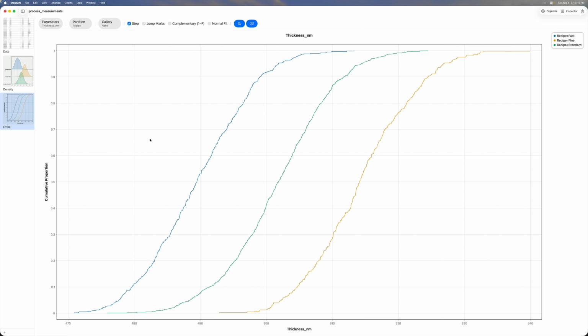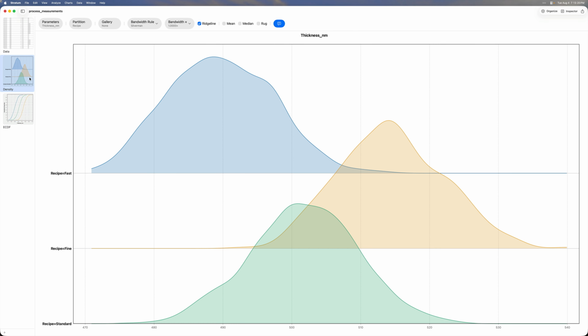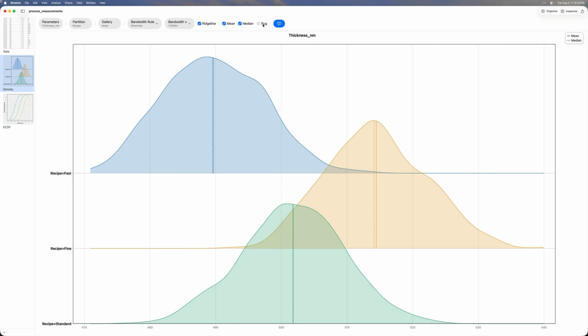Finally, add a rug to show the raw points and overlay the mean and median. Next, the QQ plot, for when you need to know if your data is actually normal.